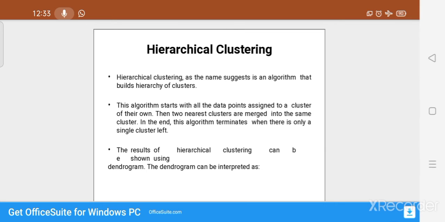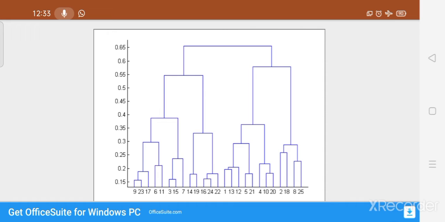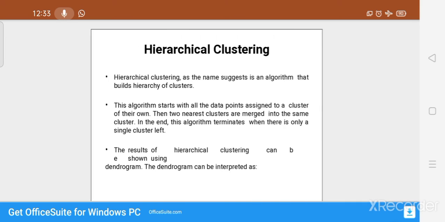So what is the hierarchical clustering? As the name suggests, it is an algorithm that builds a hierarchy of clusters. So the algorithm will start with all data points and it will find the clusters. Means if there are 25 data samples present in the data set, we start with 25 clusters. Okay. So each data point has one separate cluster assigned. Okay. So depending on the closeness of the clusters, it will combine or form together.